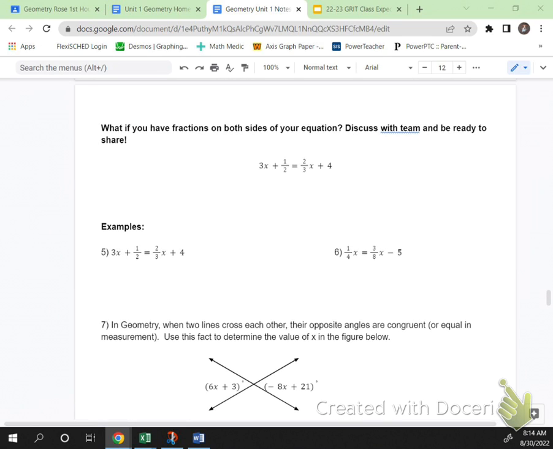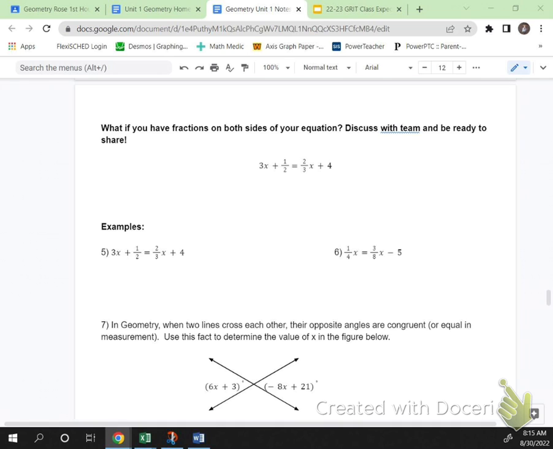All right. I just want you to think about this right now with your partner. What if you have fractions on both sides of your equation? Discuss with your partner and be ready to share. So be careful. Where are the fractions? The sum of the x's. Talk to your partner. How are we going to deal with this? What are some ideas? How can we get rid of these fractions? Let's hear your ideas. There's more than one way to deal with fractions.